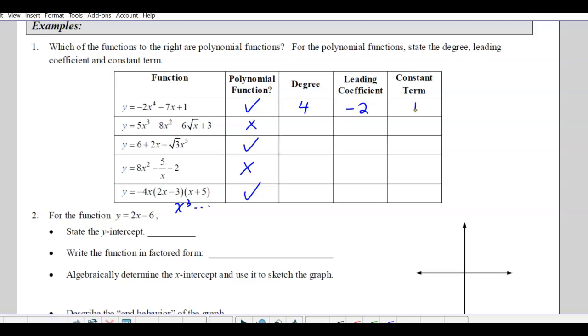Then this one here, the degree is 5. The leading coefficient, so this is not in descending order of degree, but we need to take the coefficient of the x to the 5 term. If we rearranged it, it would be negative root 3 x to the 5th. So the leading coefficient is negative root 3. And then the constant term has no x's in it, so it's 6.